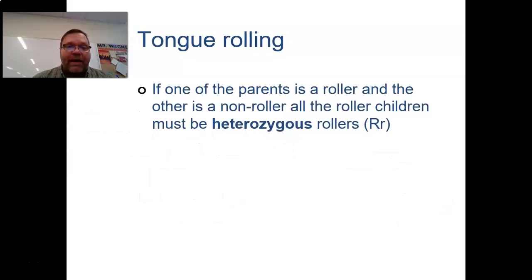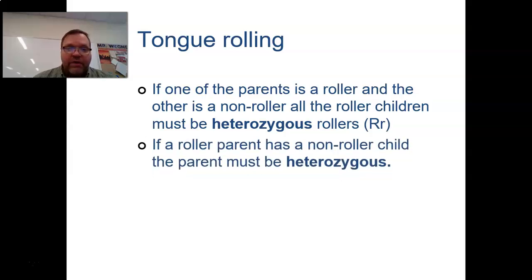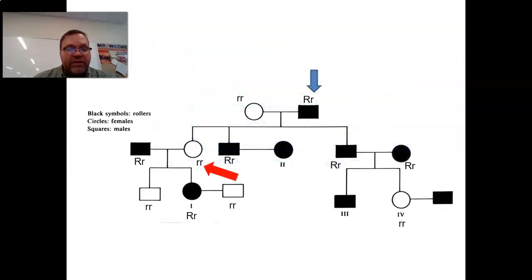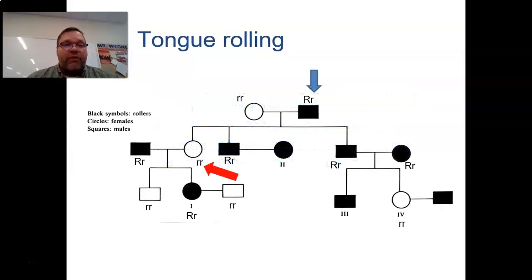Now, we can go back. If one of the parents is a roller and the other is a non-roller, all the children must be heterozygous. If a parent has a non-roller child, the parent must be heterozygous. So let's take a look. Here's an example. The very top individual, the male at the top in the first generation, has to be a capital R because he's a roller. So capital R again means anything with black in it has to have a capital R.